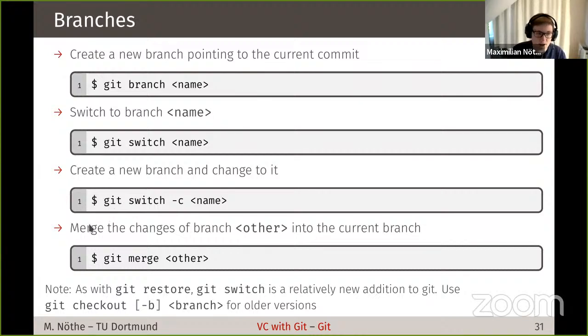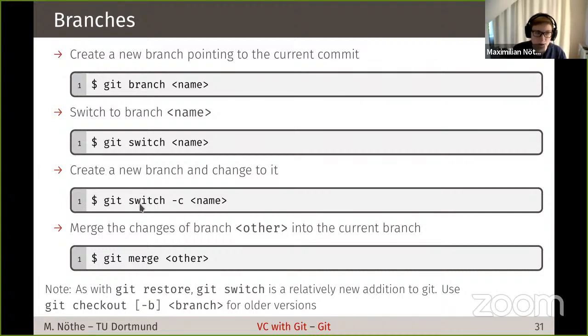When I've made my changes in this other branch, I can merge the changes locally when I do git merge another branch, and that will merge the other branch into the branch I'm currently on. So let's say I make changes in some feature branch and commit them, and to then merge them into the master, I have to go back to the master branch and then merge my feature branch into the master branch.